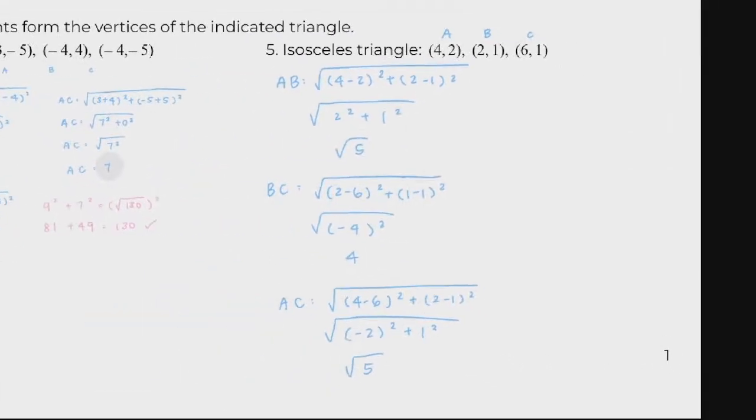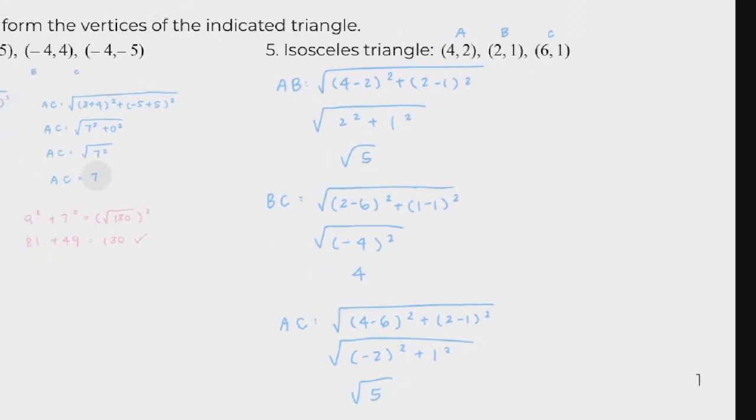So we want to prove that this is an isosceles triangle, so we want two side lengths that are the same. So we have square root of 5, 4, and square root of 5. So that means AB is equal to AC, so that means this is isosceles.